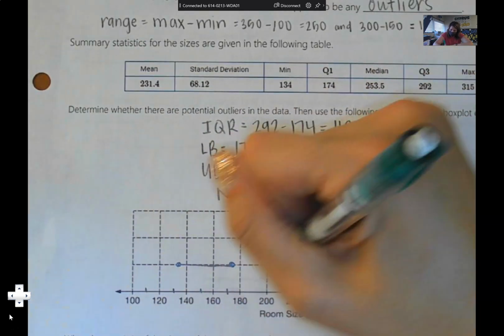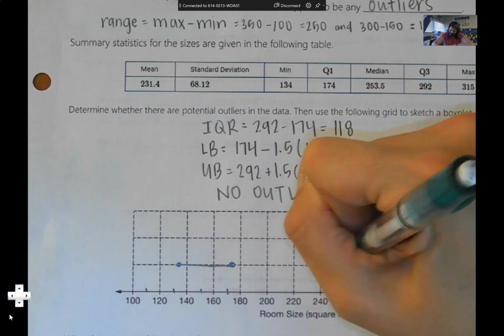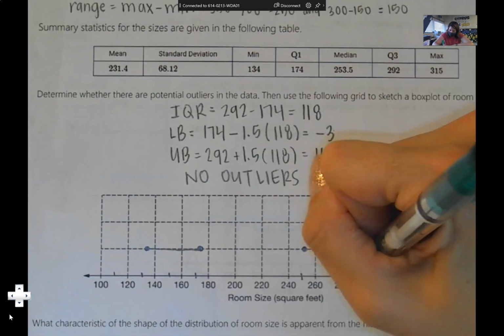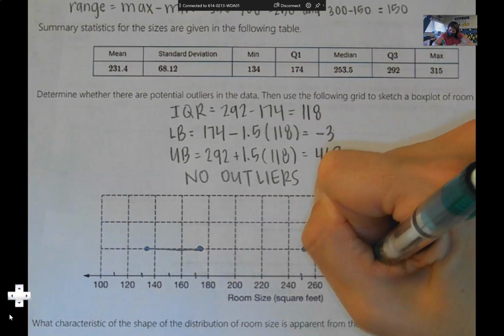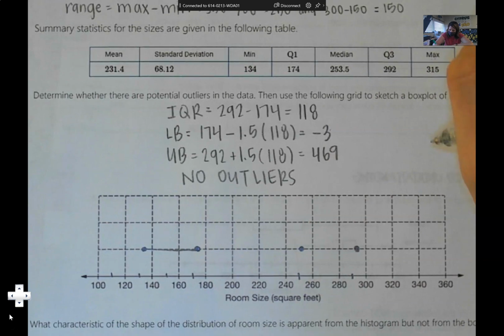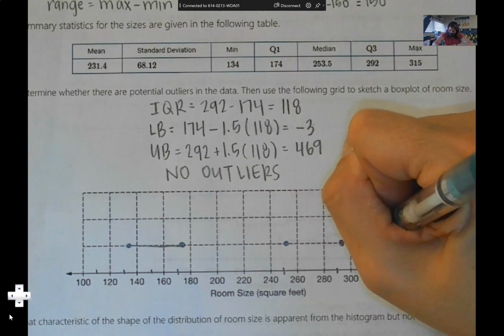Median is 253. Quartile 3 is 292. Max is 315.